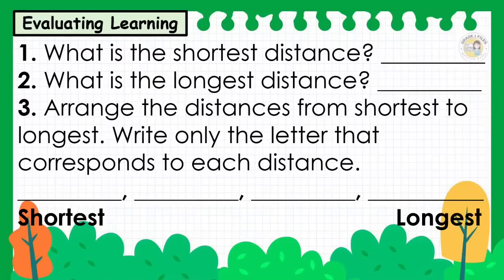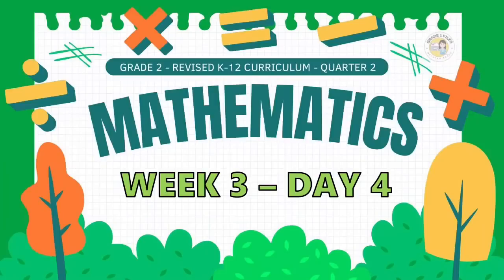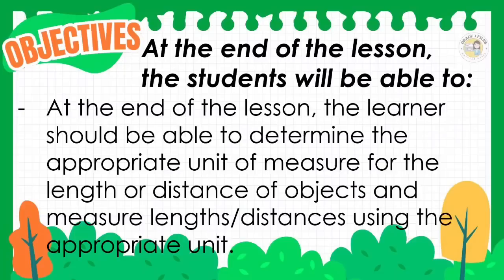Mathematics, Grade 2, Revised K-12 Curriculum, Quarter 2, Week 3, Day 4. Objectives. At the end of the lesson, the learner should be able to determine the appropriate unit of measure for the length or distance of objects and measure lengths or distances using the appropriate unit.